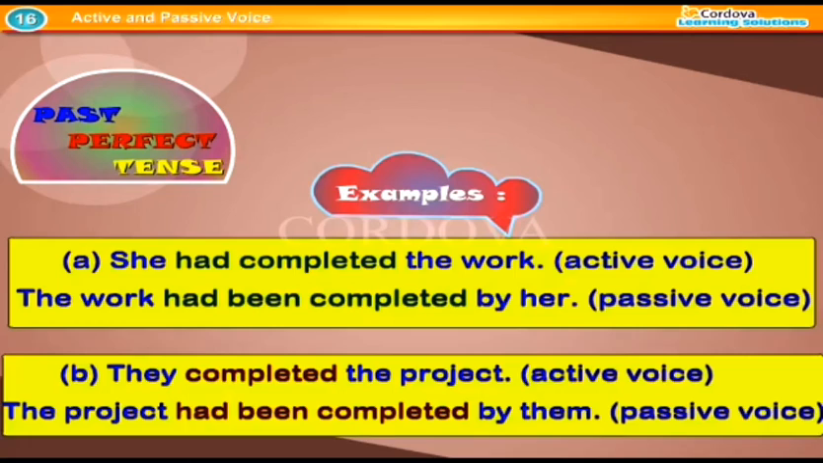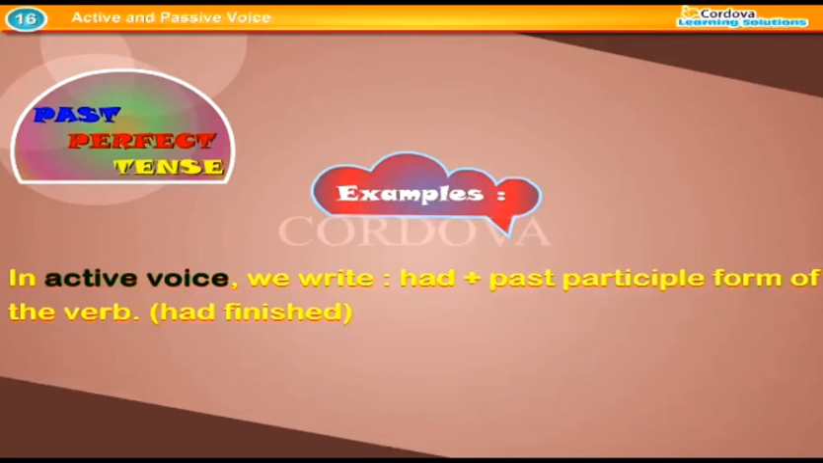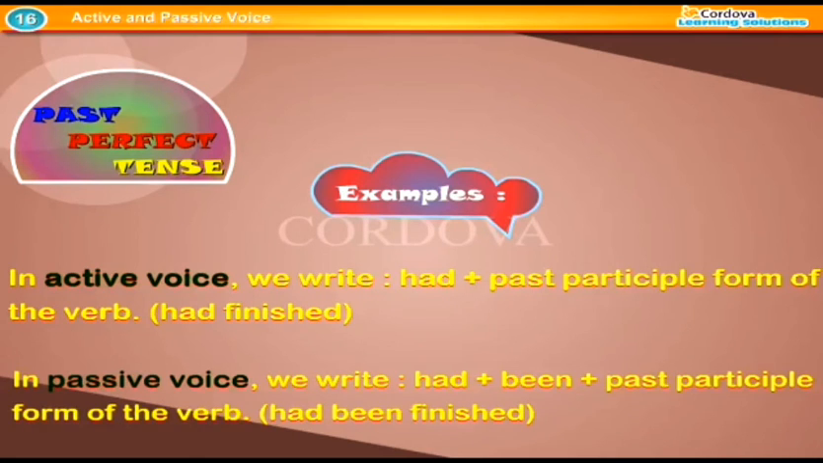Passive voice. In active voice, we write had plus the past participle form of the verb: had finished. In passive voice, we write had plus been plus the past participle form of the verb: had been finished.